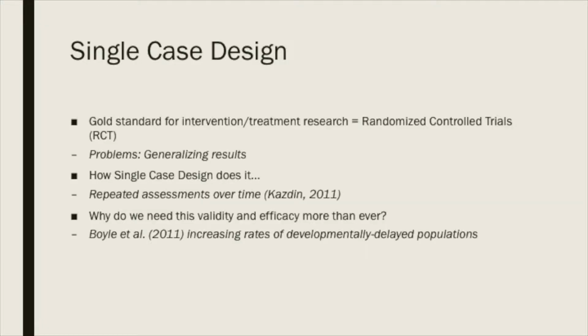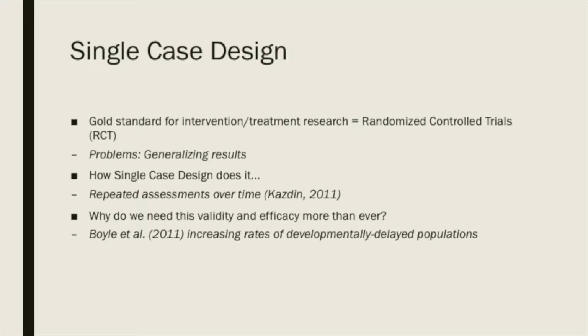A lot of treatment and intervention research relies on group designs, which primarily use the gold standard for intervention, randomized controlled trials. But the problem with group designs is that they generalize their results. So this whole group gets condensed into an average number, and it's supposed to be applicable to every individual, which isn't always the case.